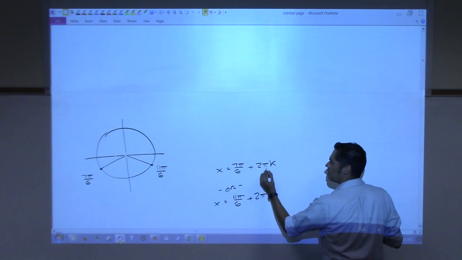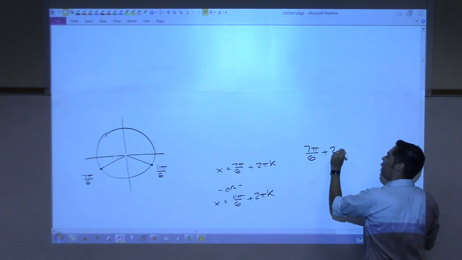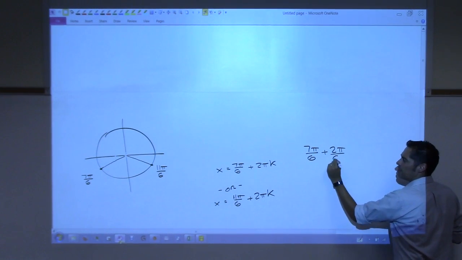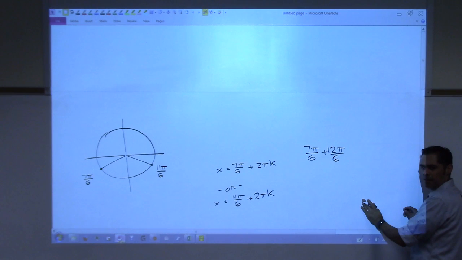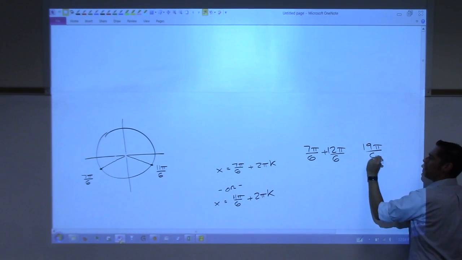I'm going to go ahead and just say, what if k was 1? We'd have 7 pi over 6 plus 2 pi. If I add those two together, I would get a common denominator. Make this 6 and make this 12. Is that still the same? And then add that up, that'd be what, 19 pi over 6?